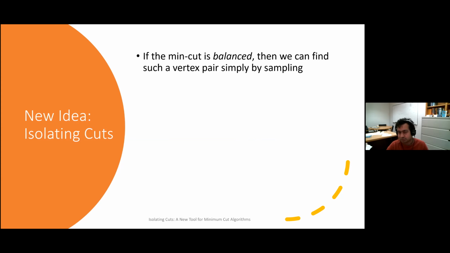So as far as the conceptual idea is concerned, if the min cut is balanced, we can simply sample a bunch of times, let's say log n times, and one of those pairs with high probability will be straddling the min cut. So if we just sample log n pairs, find their min cuts, report the smallest one, that's going to be a good algorithm.